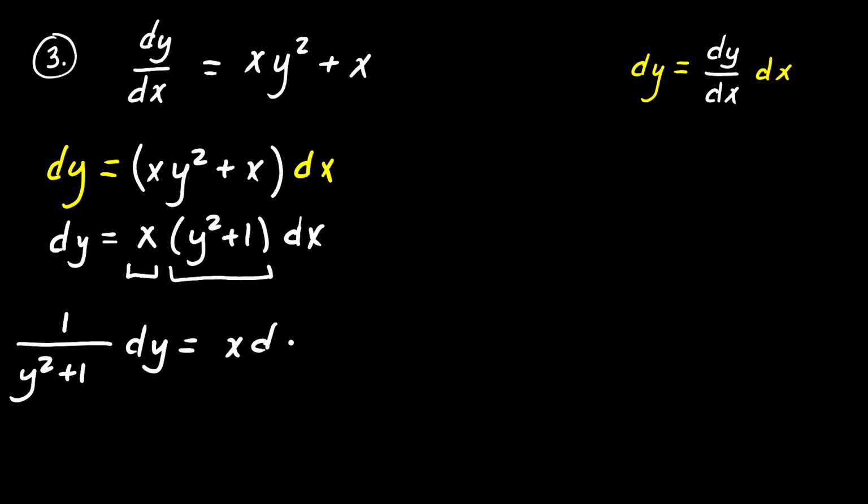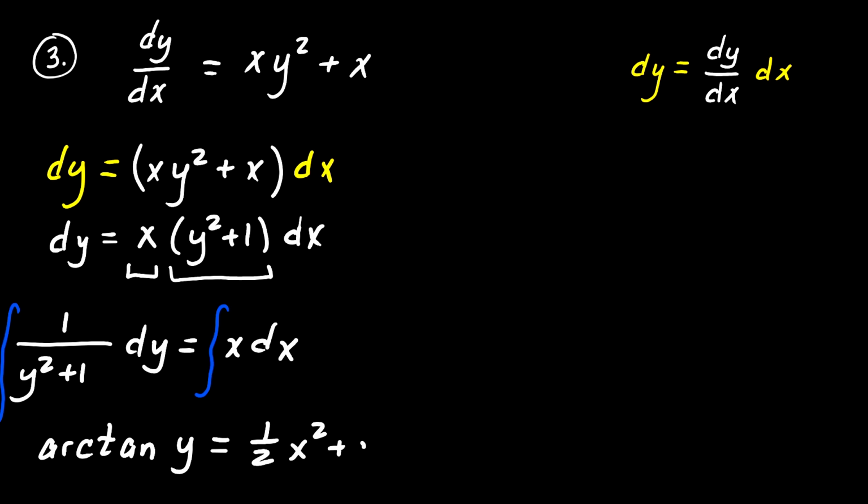Now you're going to need to recall some of your integrals. I need you to recognize where 1 over y squared plus 1 comes from. Some of you may remember that that is the arctan of y. This can also be written as the inverse tan. I like to use arctan because that negative 1 notation sometimes gets lost on people. And integrating x, we're left with 1/2 x squared plus some constant.